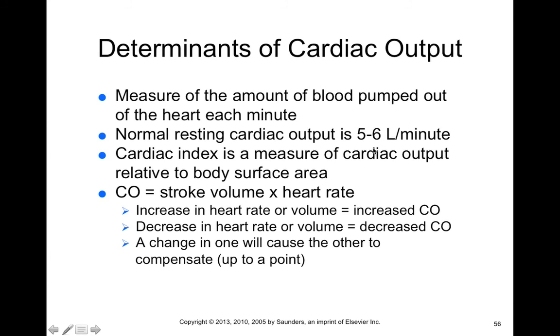So even at rest, your heart can pump the entirety of your blood's volume in 1 minute. Now, we can calculate cardiac output as stroke volume times heart rate. Remember, stroke volume is the amount of blood that's ejected from your heart in each contraction. Heart rate is the amount of contractions per minute. So what cardiac output tells us then is the amount of blood that's pumped from your heart per minute.